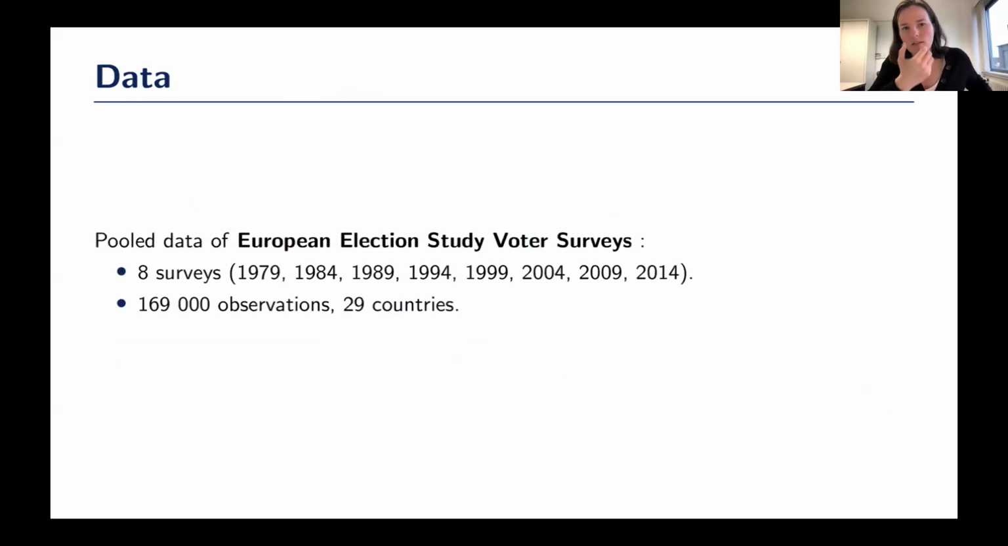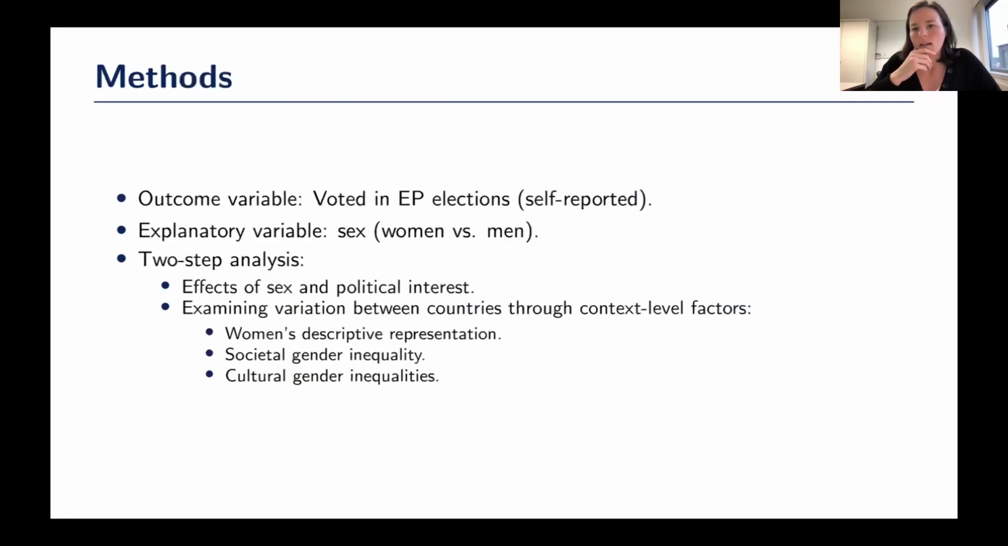To test our expectations, we make use of data from the European Election Study, the voter surveys specifically. We pull the 8 surveys that were available at the time when we started this project, running up until 2014. This gives us a huge number of observations across 29 countries.